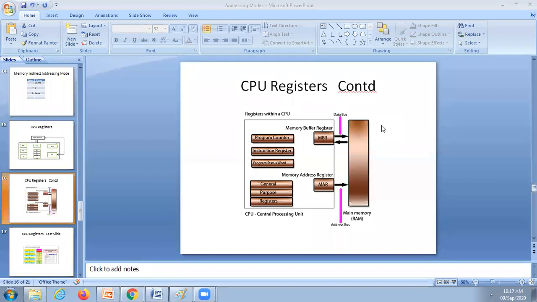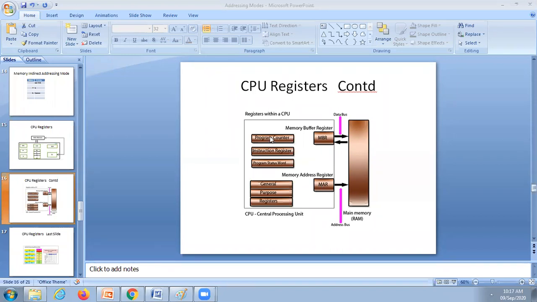Different processors follow different notations. One processor follows MDR, memory data register. Some other processors follow memory buffer register. Both are the same. Whereas MAR, both follow the same notation: MAR, memory address register.